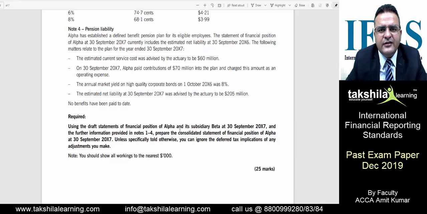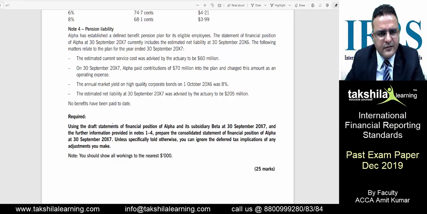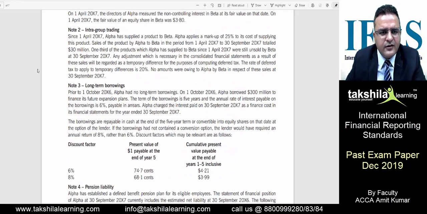It makes our life easier that if we commit any mistake in an accounting standard question, that doesn't impact our consolidation. Though accounting standards will still continue to be tested as part of consolidation, like in this case, there is a pension liability note and a convertible loan note. So other standards will continue to be tested, but the length of the question has become shorter as compared to the previous 40 mark question.